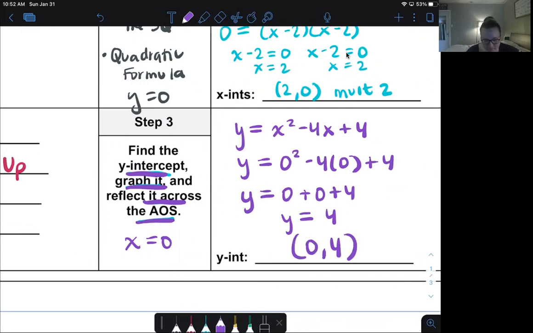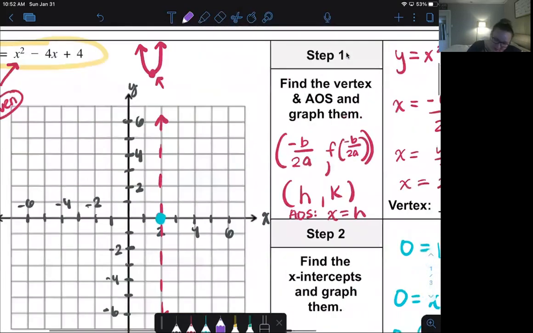Now let's graph it. So my y-intercept would be here. And then check this out. Because the axis of symmetry divides our parabola perfectly in half, if there is a point on the left side of the axis of symmetry that's 2 units away from the axis of symmetry, that means that there's a point 2 units away from it exactly on the other side.